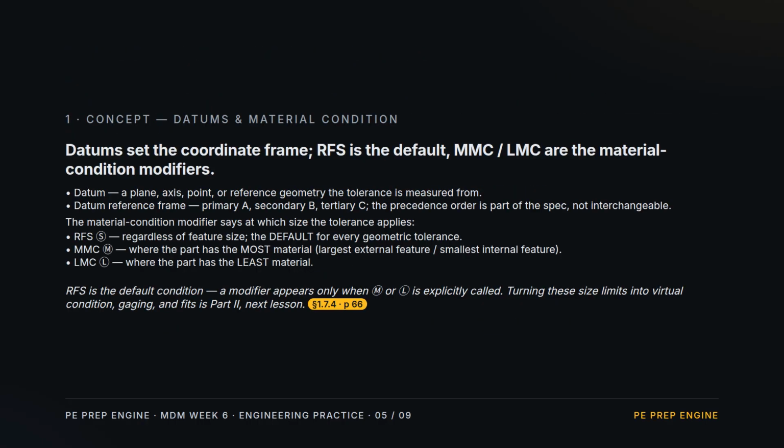Concept 4. Datums and material condition. A datum is a plane, axis, or point the tolerance is measured from, and the reference frame runs primary, secondary, tertiary. Order matters. Regardless of feature size is the default. The maximum material modifier applies where the part has the most material, the largest shaft or the smallest hole. Least material is the opposite.